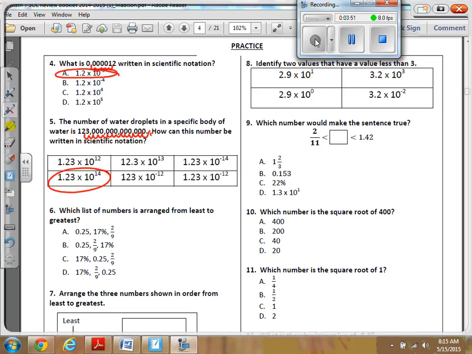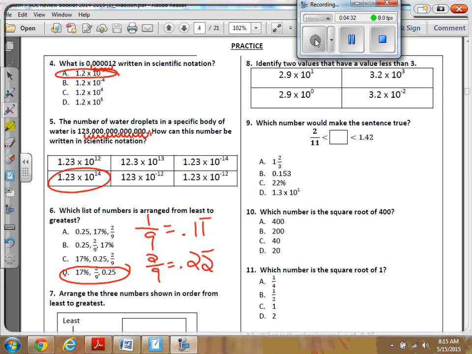Number 6, which list of numbers is arranged from least to greatest? D. And there is a trick with ninths. Okay, so if we have 9 in our denominator and we have 1/9, what's my decimal? Remember, you cannot use a calculator on this. So this would be 0.11 repeating. So then 2/9 would be 0.22 repeating. So this is 17%, this is 22%, and 0.25 is what percent? 25%. So least to greatest is D. We're going to skip to 8, 9, 10, and 11, so then I can scroll down to 7.